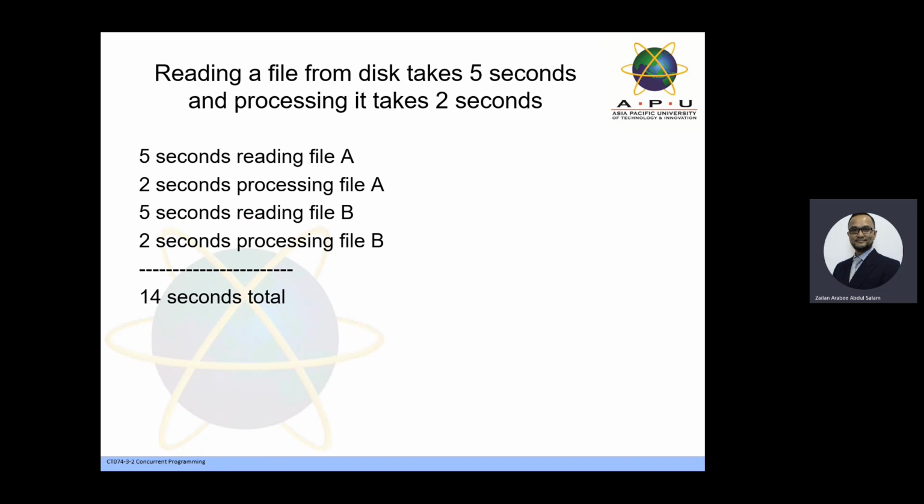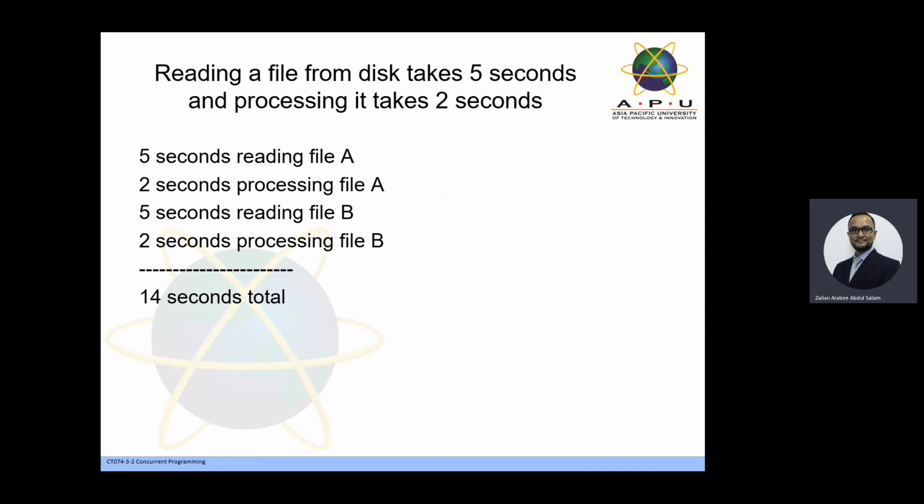So here, reading the file from the disk, the first line there, takes 5 seconds. So I have file A, takes 5 seconds to read it, 2 seconds to process it. Processing takes place at the CPU, and reading takes place in the hard disk. And then another 5 seconds to read file B and 2 seconds to process file B. So we do this sequentially. It will take 14 seconds if you total up the numbers, right? But can it be faster? Can we make it less than 14 seconds?